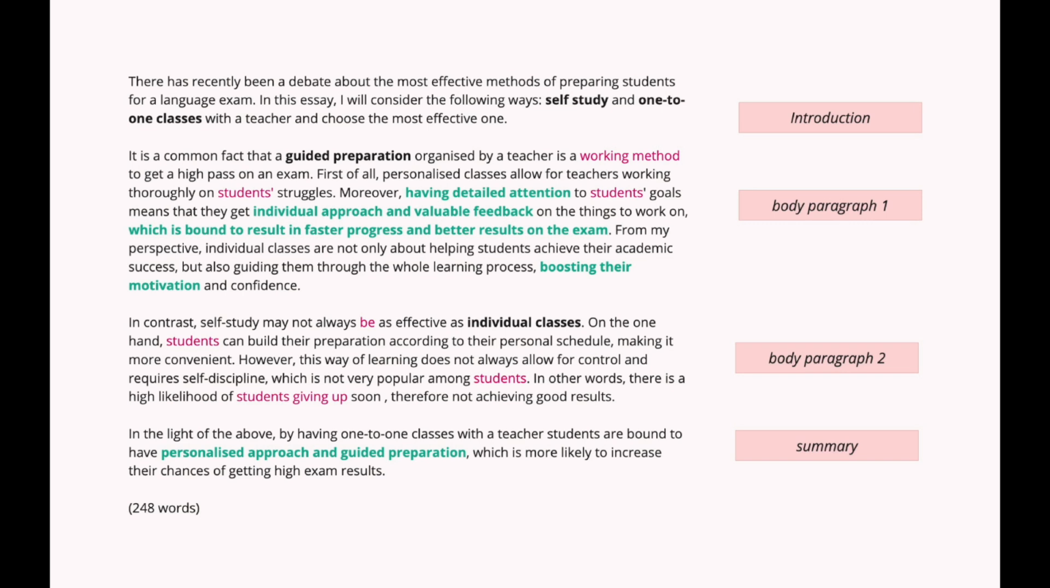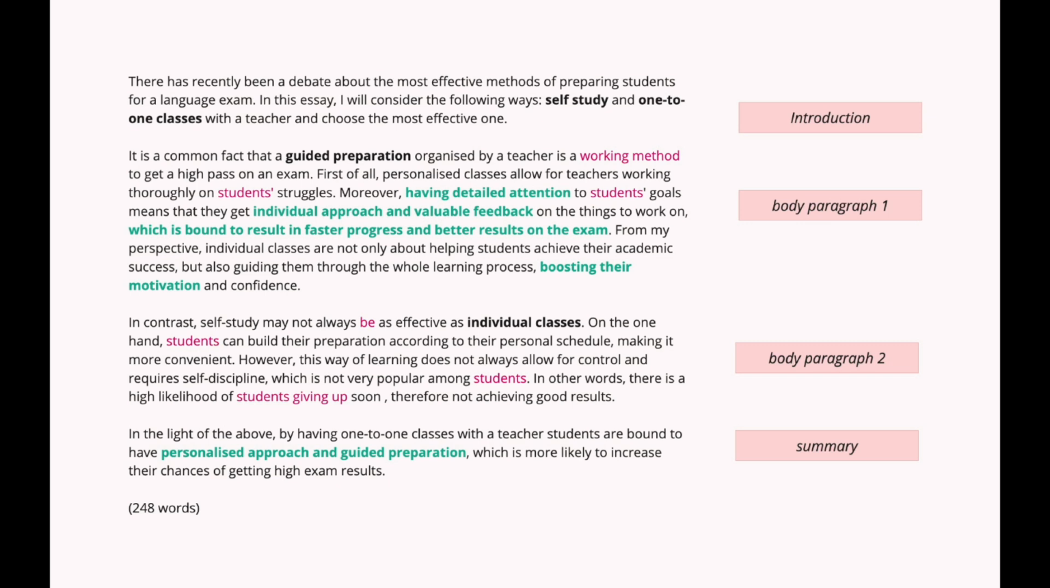Now let's analyze the vocabulary and grammar. Well, the grammar in the essay is mostly correct. The candidate uses some good vocabulary, including phrases like "personalized approach," "guided preparation," and "boosting their motivation." As for grammatical structures, the candidate uses a relative clause, "which is bound to result in faster progress," and participial phrases like "having detailed attention to students' goals." However, this is not enough for an advanced essay.